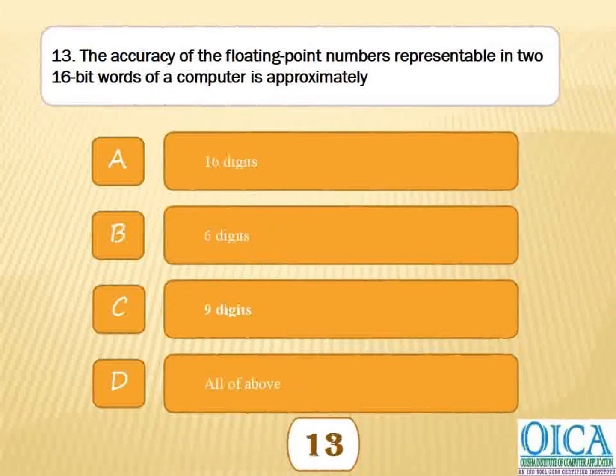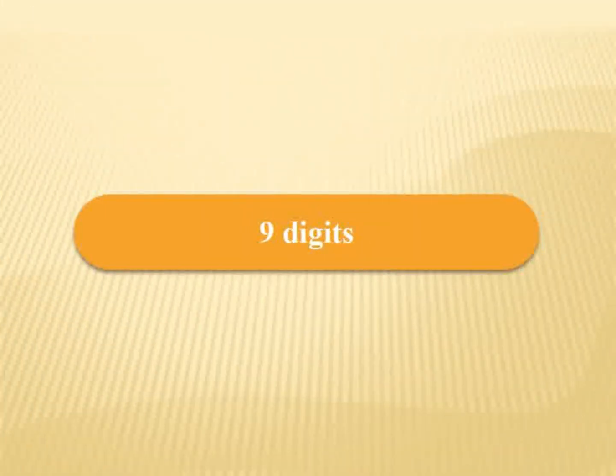Next, the accuracy of the floating point numbers representable in the two 16-bit words of a computer is approximately: A. 16 digits, B. 6 digits, C. 9 digits, D. All of above. The answer is C. 9 digits.